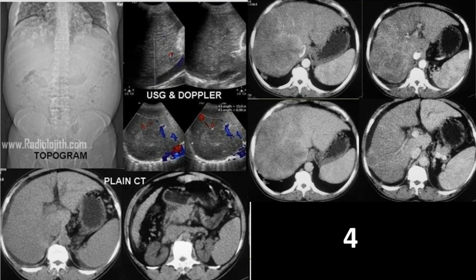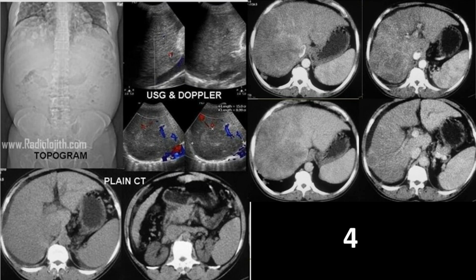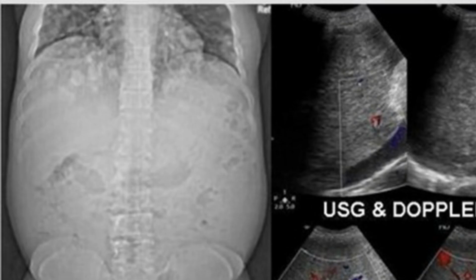Ultrasound and CT of the liver show a heterogeneous multinodular mass in the entire right lobe of liver, probably involving segment 4 of left lobe, with high suspicion of IVC thrombotic extension of the mass. With this suspicion, it is better to evaluate the lungs, but I am sorry we have not given the chest images. Now you can please give attention to the given topo. CT abdomen topo.